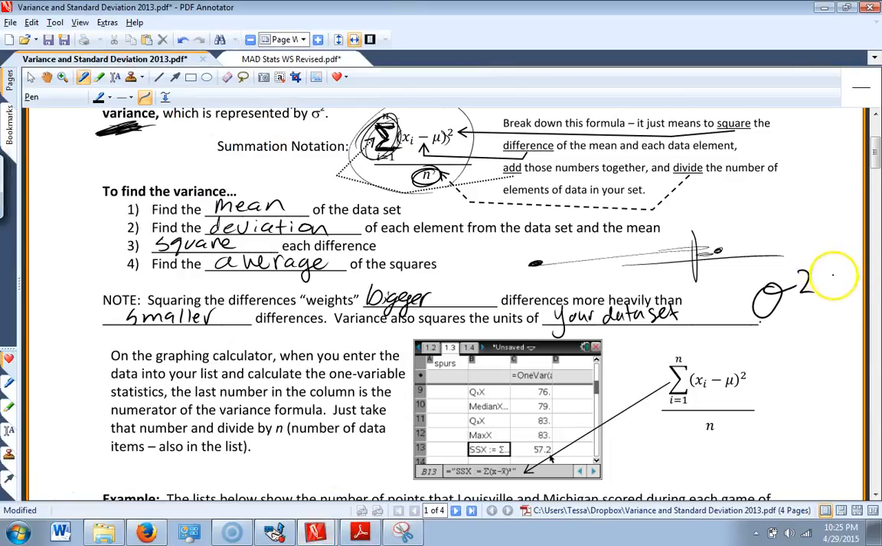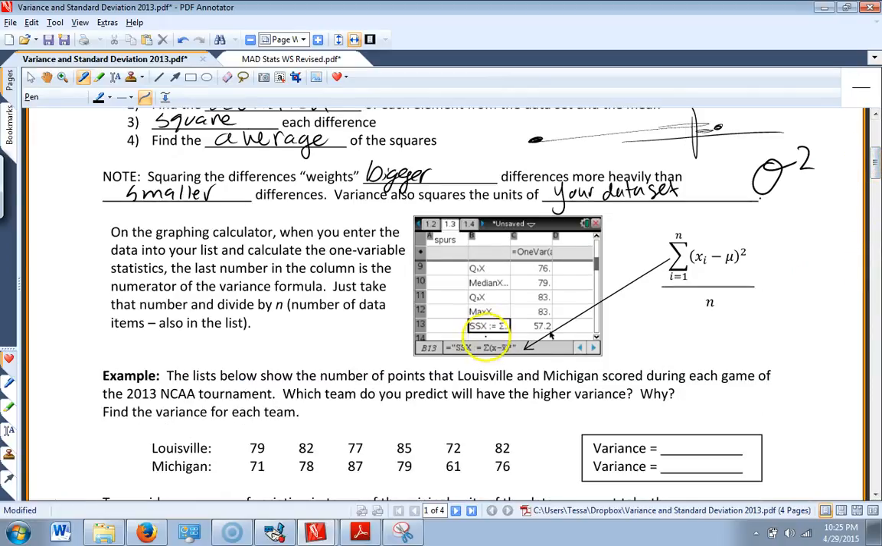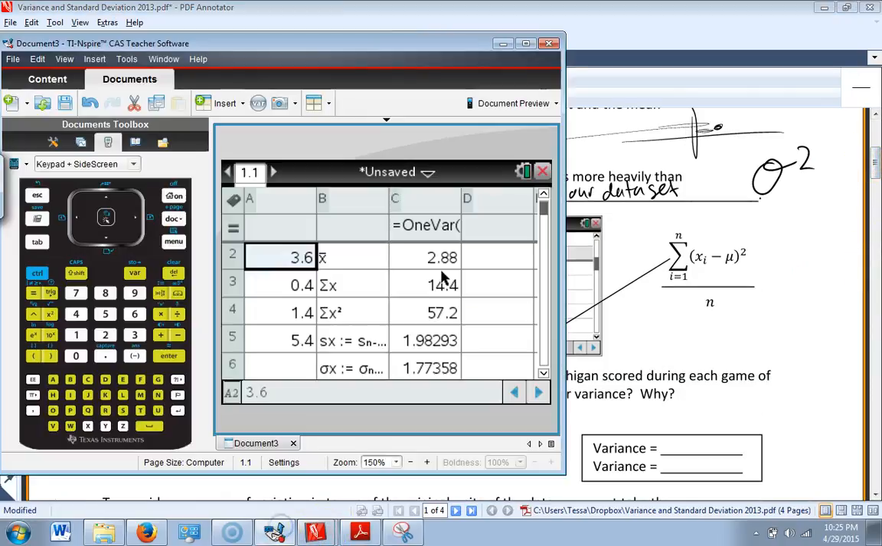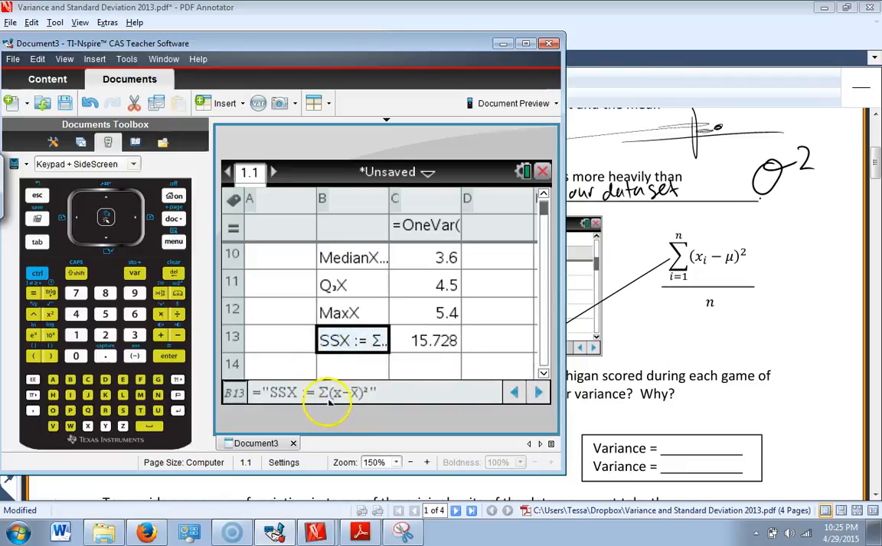On the graphing calculator, if you scroll down in your data set, so if we look at our old data set, I can scroll down through this thing, and it'll have this thing called SSX at the bottom. If I highlight it, it shows what the formula is at the bottom, and right there, that's the numerator of the variance equation. So all I have to do to find variance at this point is take this number, 15.782, and divide it by the number of things that was in my data set, which was 5 originally.